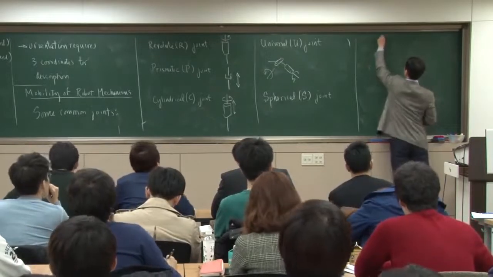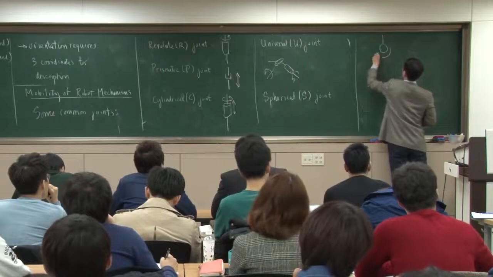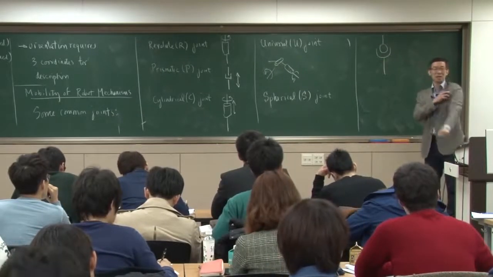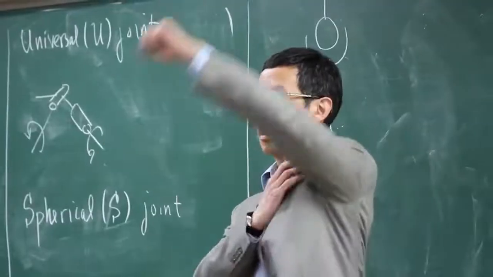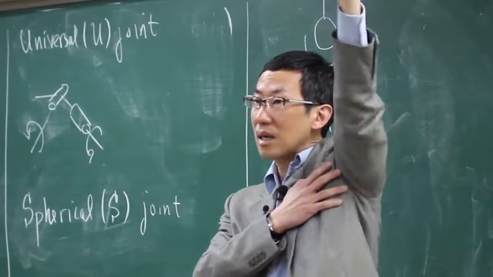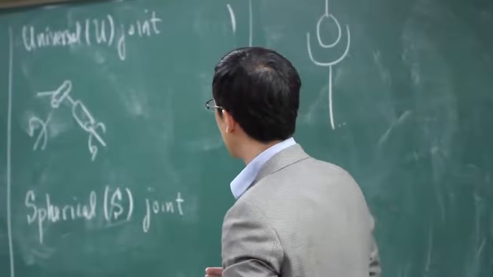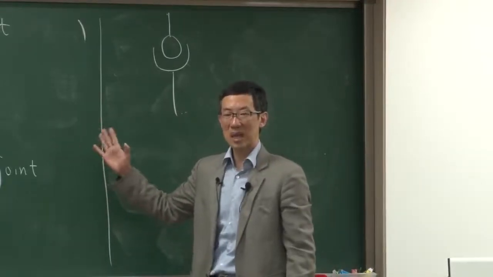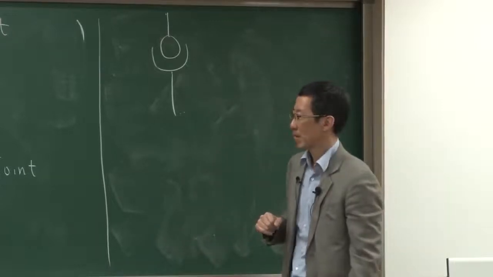So it looks something like that. Okay, so we can sort of move our shoulder, and we can also do this. There are other joints, but these are, I would say, sort of the basic ones.